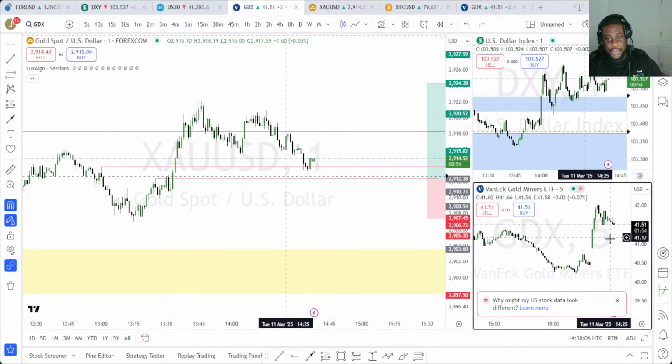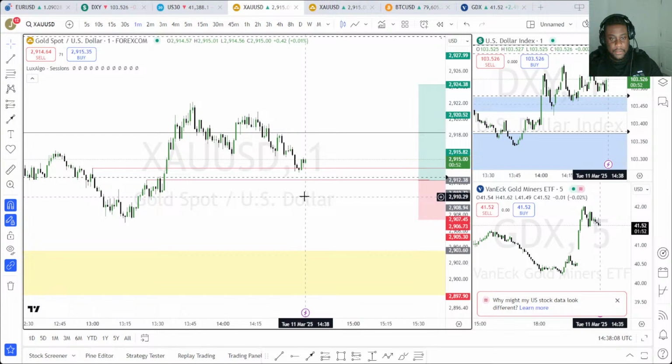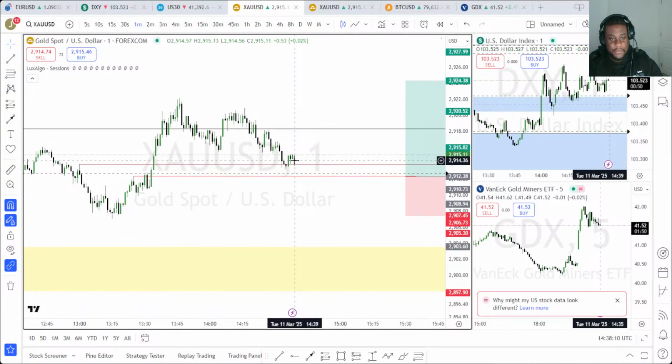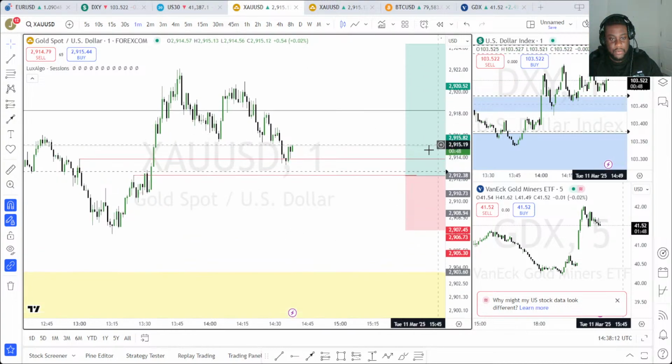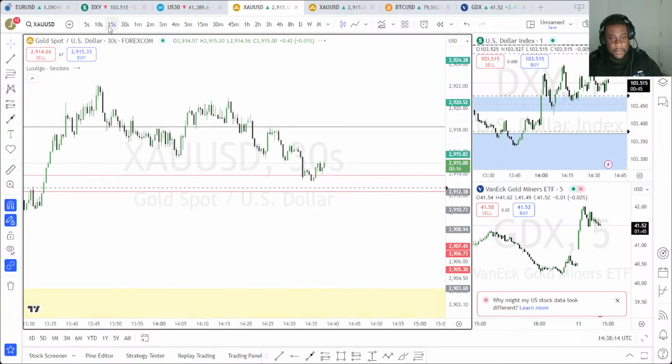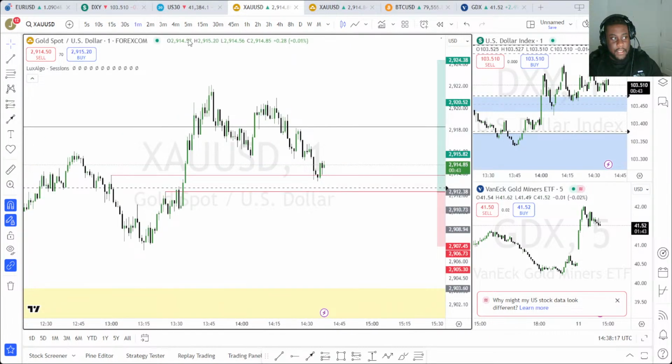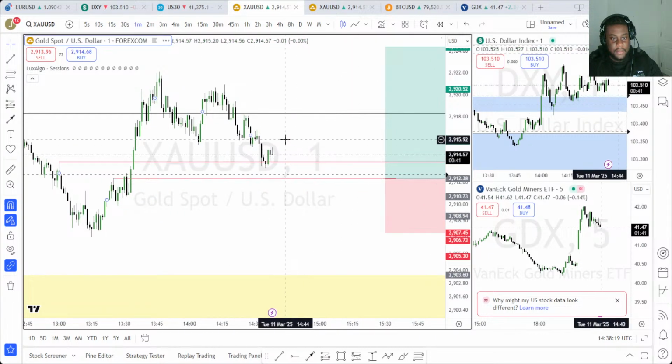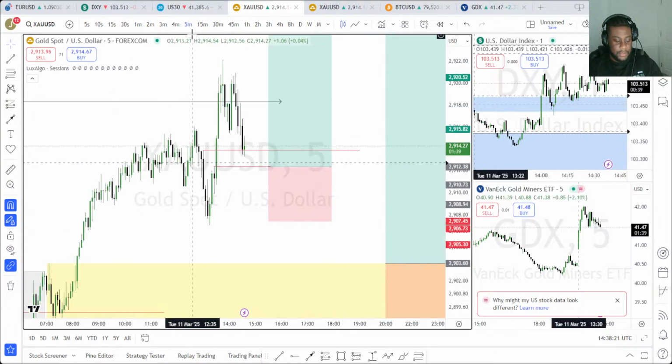Currently, DXY is pushing down for gold. I know we're getting an okay reaction, an okay rejection right now on gold, but I'm gonna just still wait. Like I said to you guys, I do want to see this area get tapped into for the entry. That is the preferred setup.